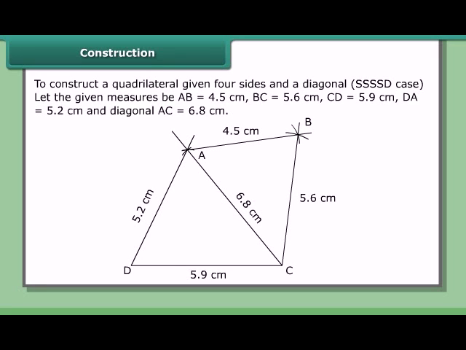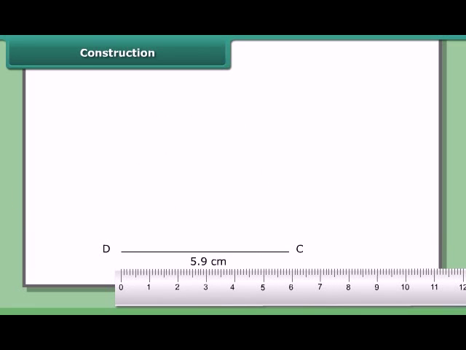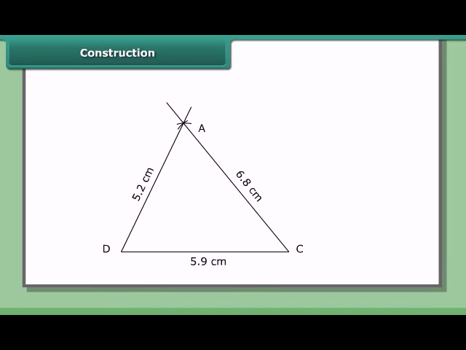The 2 triangles we can construct to complete the quadrilateral are triangle ADC and triangle ABC. Constructing triangle ADC. Draw DC, which is equal to 5.9 cm. With C as center and radius 6.8 cm, draw an arc. With D as center and radius as 5.2 cm, draw another arc to cut the previous arc at A. Join CA and DA.